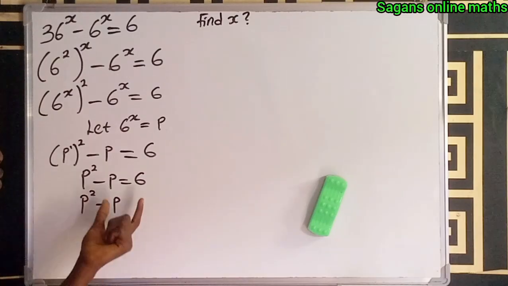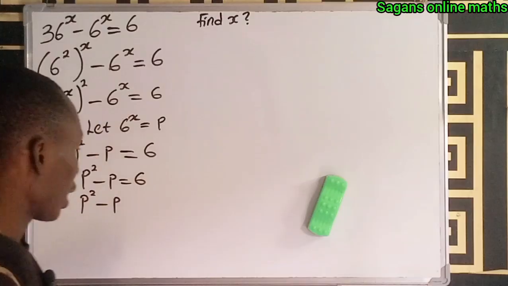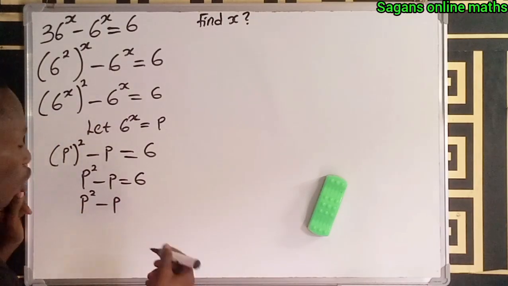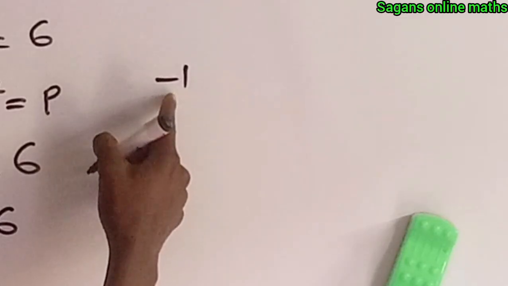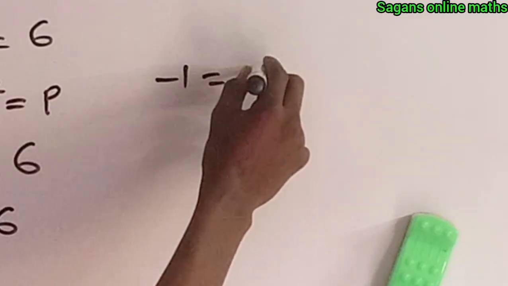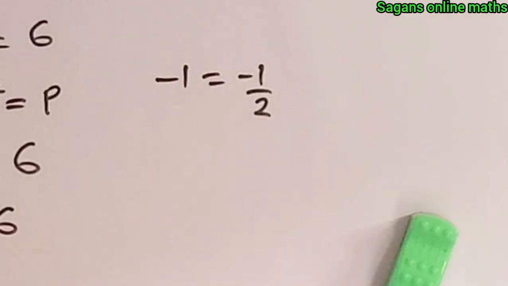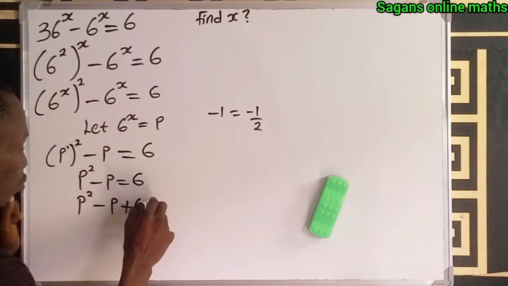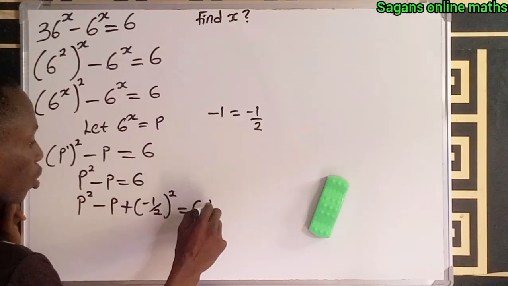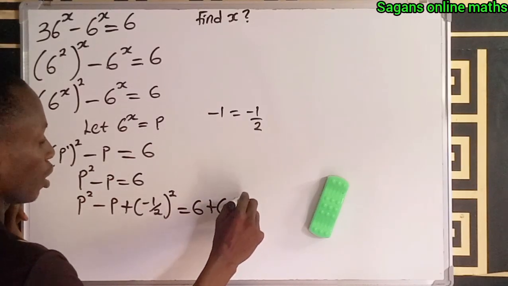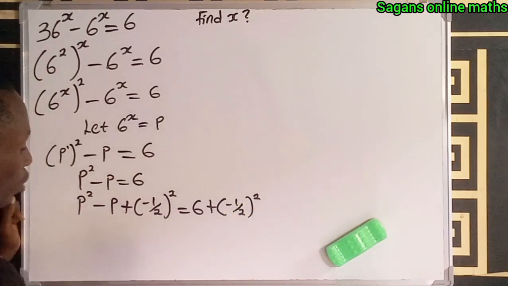Now what we're going to do here is to add to both sides the square of half of the coefficient of p. We know that the coefficient of p here is minus 1. So what is half of minus 1? Half of minus 1 is minus 1 over 2. So we're going to add this to both sides and square it. We're going to add minus 1 divided by 2, all squared, equals 6 plus minus 1 over 2, squared. Because we are solving it by completing the square.